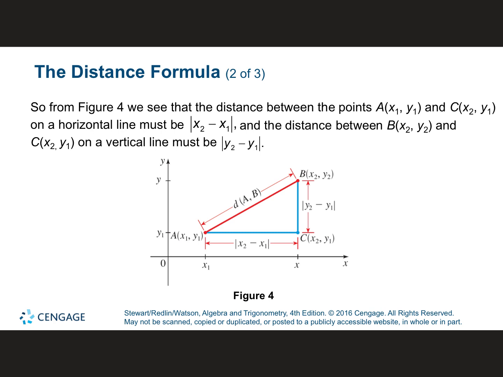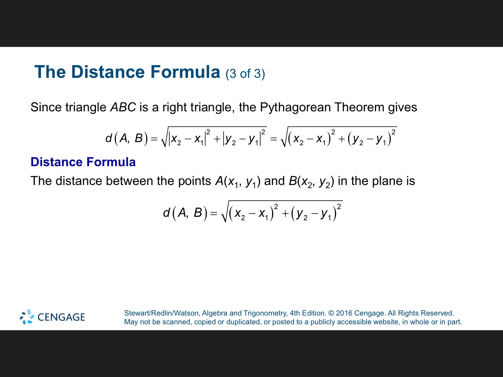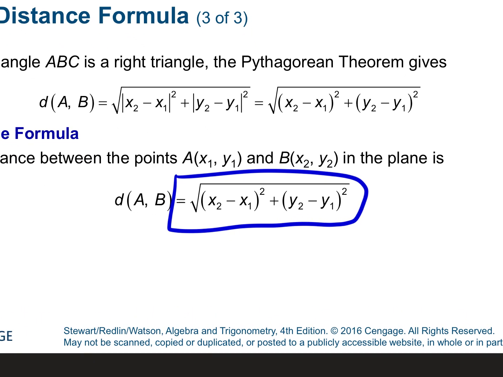The next slide talks about the distance formula and where it comes from. So we're going to be finding the distance between 2 points. It's actually derived from the Pythagorean theorem. On the next slide, we have our distance formula. So the distance between points A and B is the square root of x2 minus x1 squared plus y2 minus y1 squared, where we have 2 points. The first one is x1 comma y1. The second one is x2 comma y2. So we have the distance formula.